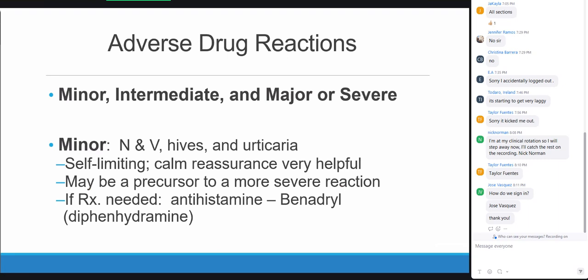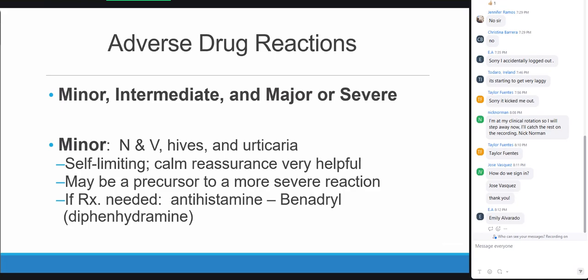Adverse drug reactions include nausea and vomiting for the minor, along with hives and urticaria. These are self-limiting. Calm reassurance can be very helpful, but it could be a precursor to a more severe reaction coming down the line. If medication is needed, typically an antihistamine, such as diphenhydramine, brand name Benadryl, is administered. Of course, this would be under the medical director of the imaging department.